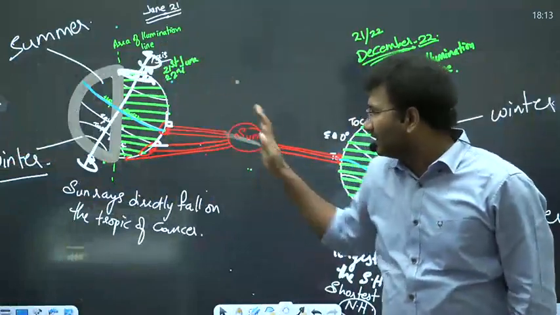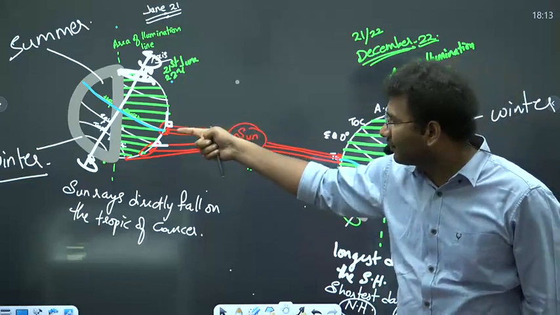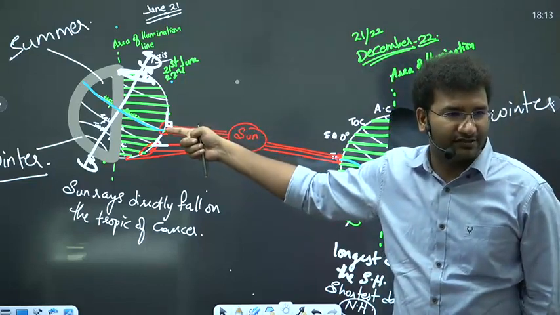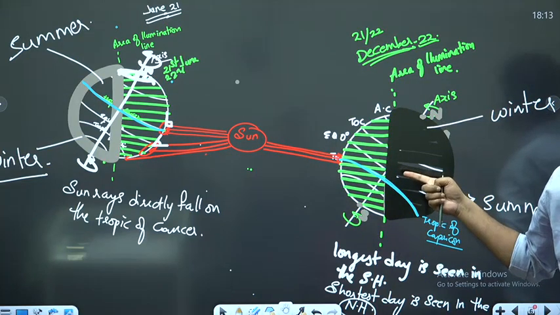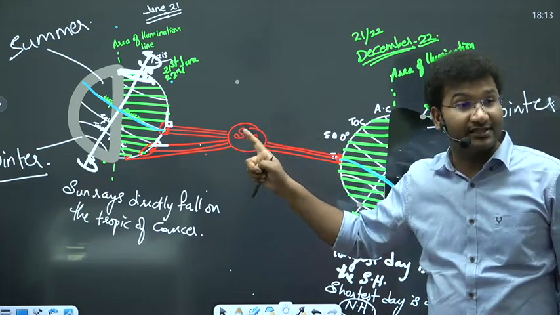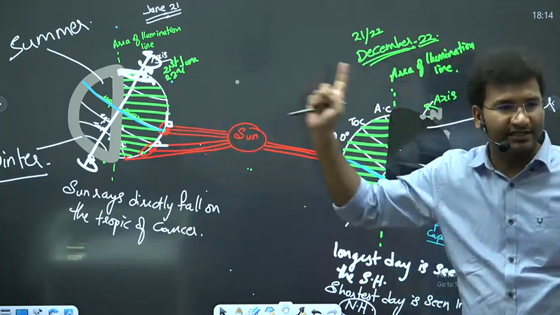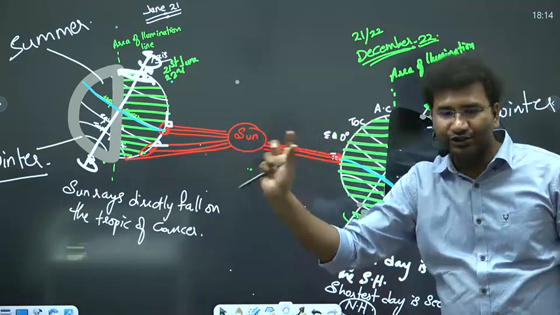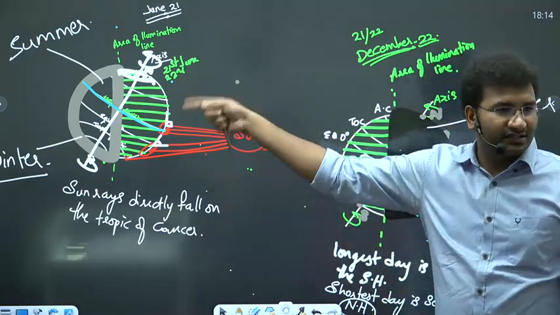Sun is present in the same place, but we say that sun rays is falling directly on the Tropic of Cancer, whereas sun rays is falling directly on the Tropic of Capricorn. Sun has never changed its position. It is actually the earth which has changed its position on the orbit. It is revolution. That revolution will lead to the change in the heat.